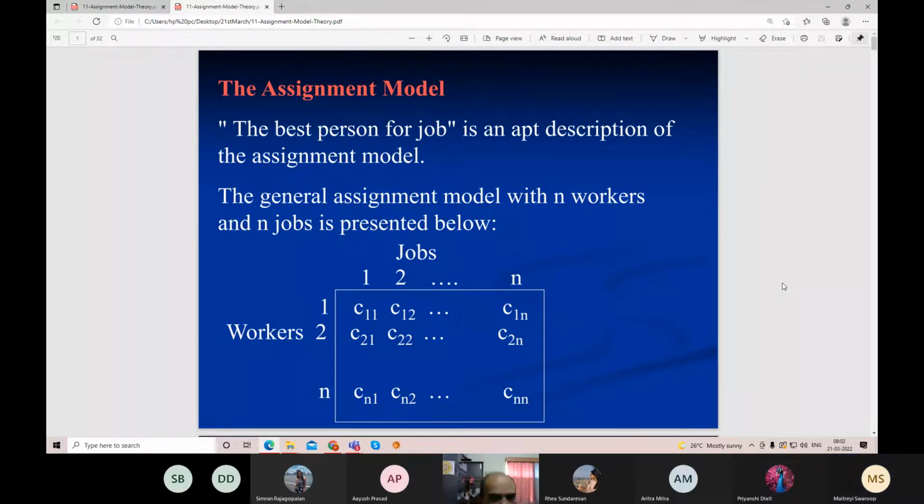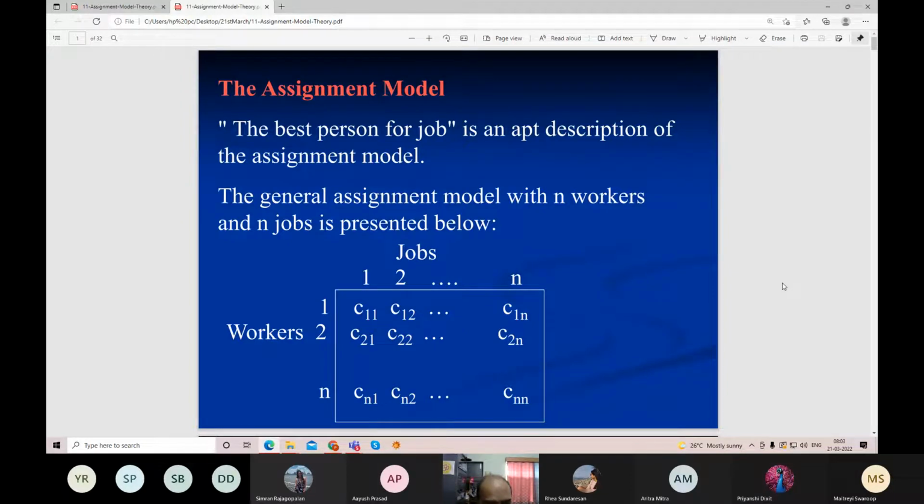So today we'll discuss the assignment problem. Assignment problem means, let us say, there are n number of jobs, and we have n number of machines or n number of workers. Each worker is capable of performing all the jobs, but their processing time or processing cost are different.